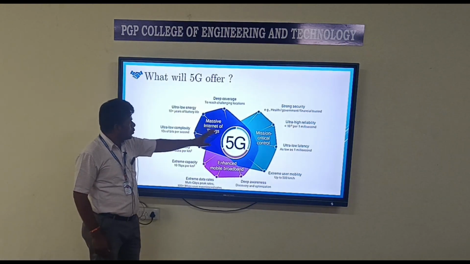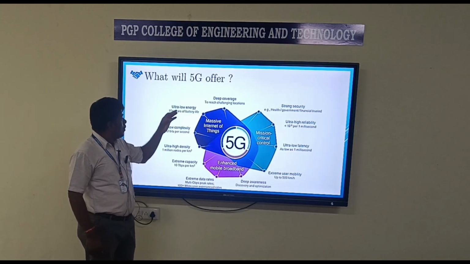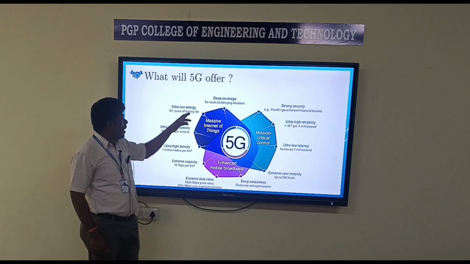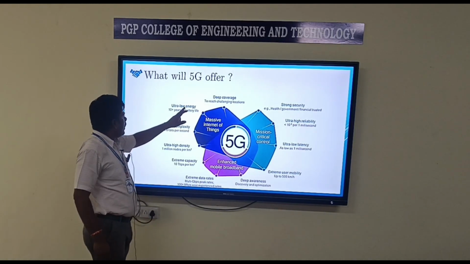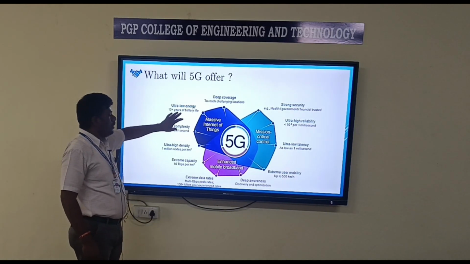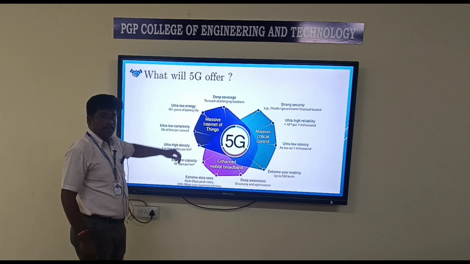The other part is massive internet of things, with ultra low energy, that is 10 plus years of battery life. Ultra low energy means the battery life is going to be improved in 5G.